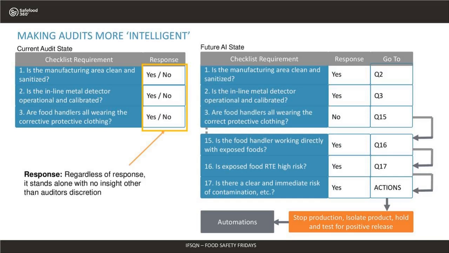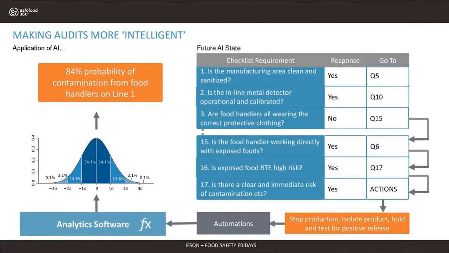Okay, so let's continue this a little bit more, guys. We're still keeping our intelligent checklist here. Are food handlers all wearing the correct protective clothing? No, they're not. Then we go through and ask another series of questions here. We've got our automatic outputs, which is, again, our predefined corrective action. Now we can automate those actions using digital technologies. But behind all of this is a pretty useful set of data.